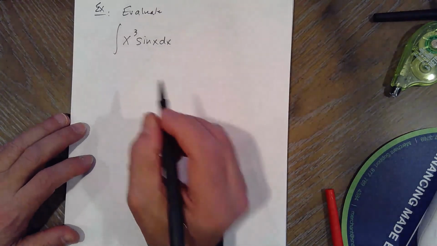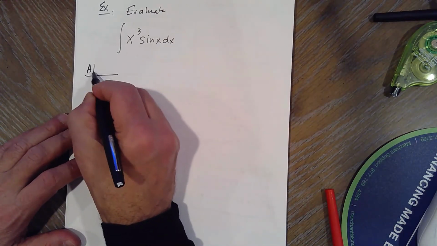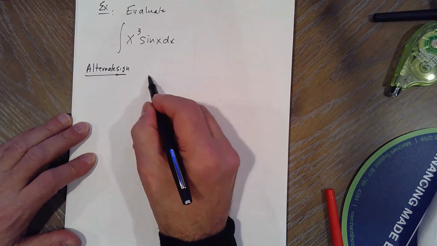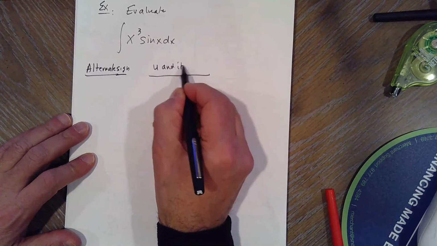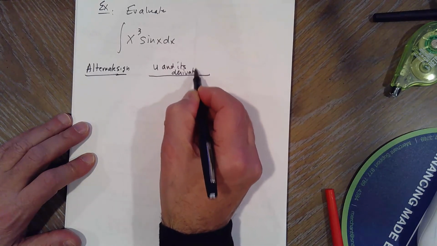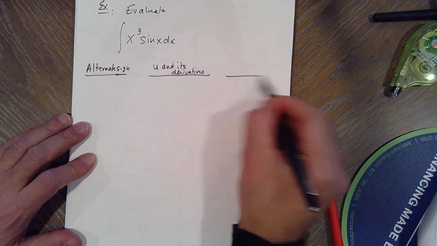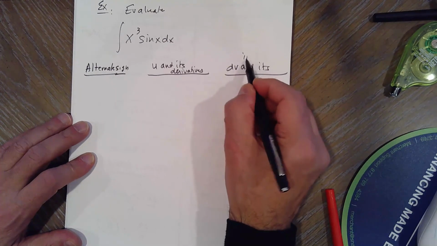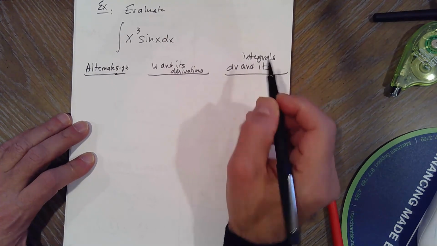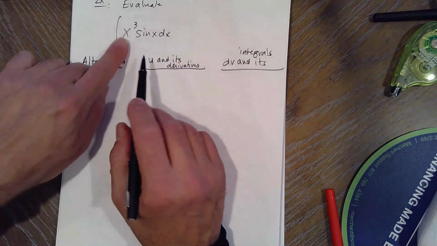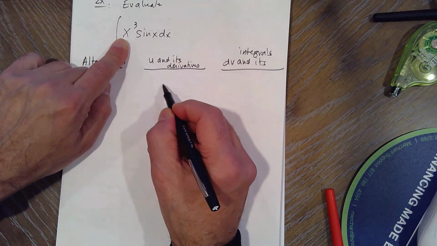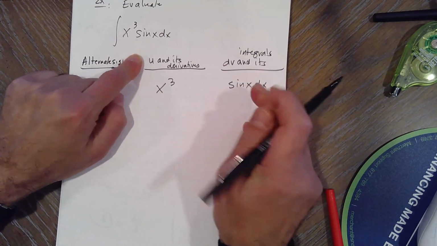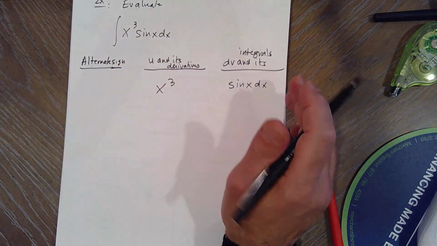So this is what you're going to do. You're going to do alternate sign. You will see what I'm talking about. And then you're going to do u and its derivatives, and dv and its antiderivatives or integrals, doesn't matter. Okay, so remember we let u equal x cubed in this case, and dv is sine x dx, or you can just do v prime and leave dx out, it doesn't matter.